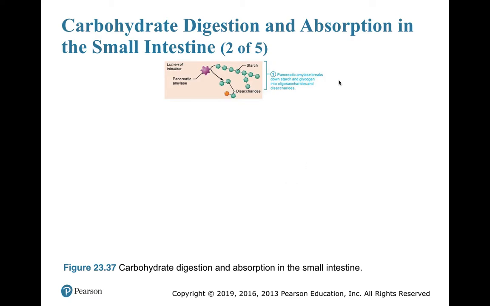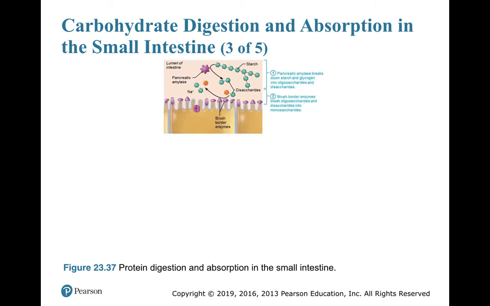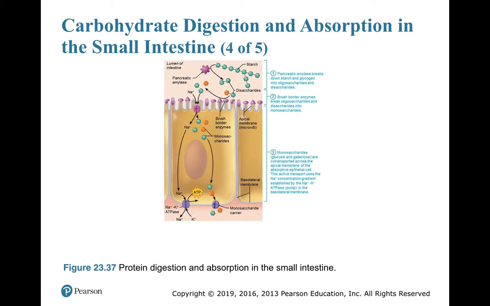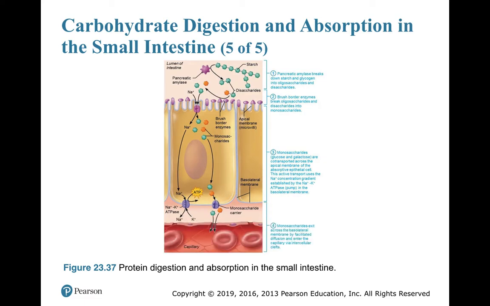So pancreatic amylase breaks down starch and glycogen into oligosaccharides or disaccharides. Brush border enzymes break those oligosaccharides and disaccharides into monosaccharides. Those monosaccharides are absorbed on the apical surface, transported across the cell, and released on the basolateral surface. And then they make their way to the blood, where they are carried first to the liver through the hepatic portal circulation.